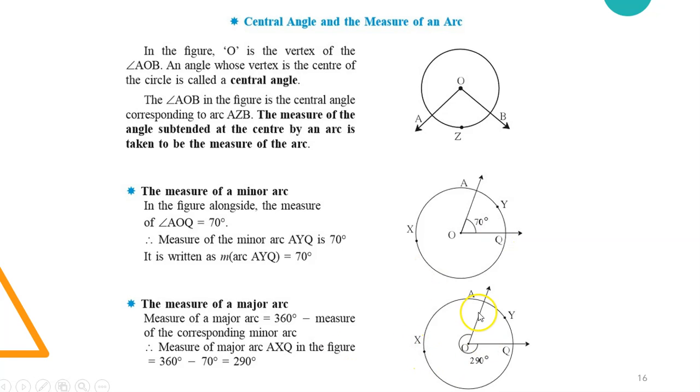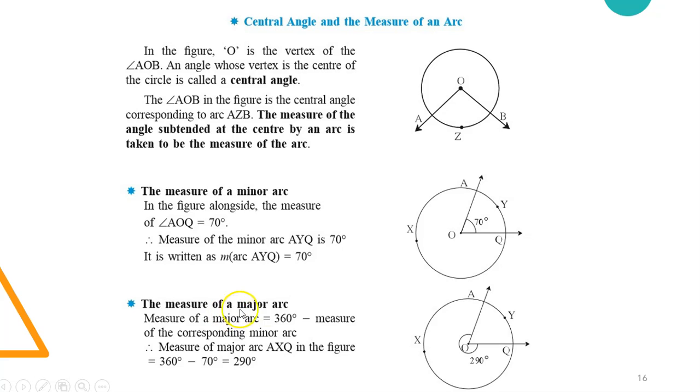Now let's see the major arc. This was the minor arc. Now let's see the other. Now the measure of major arc will be 360 degrees minus the measure of the corresponding minor arc. Now why have I taken 360 degrees? Because the measure of the entire circle is 360 degrees. So the entire circle minus the measure of the corresponding minor arc. In this case, the minor arc is 70 degrees. So 360 minus 70 is 290.